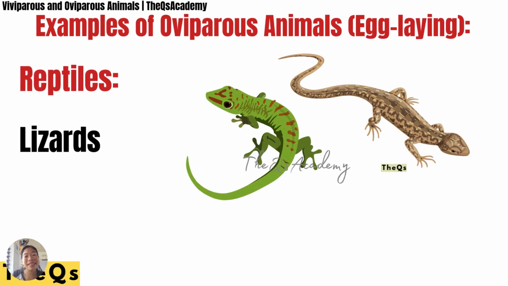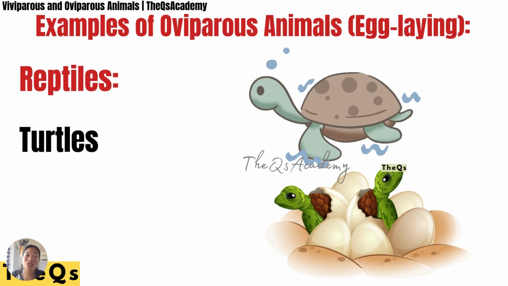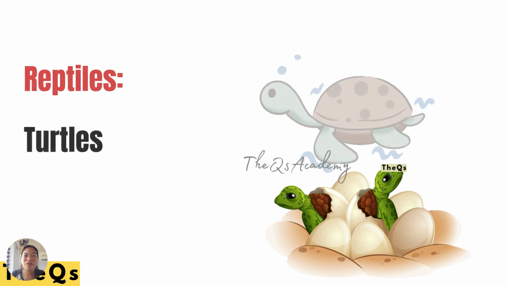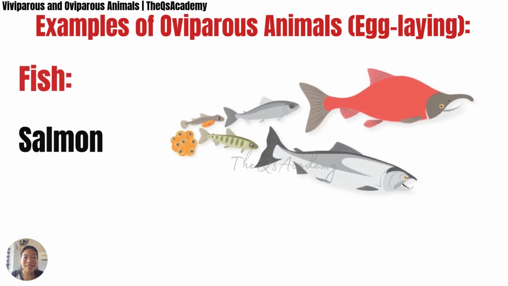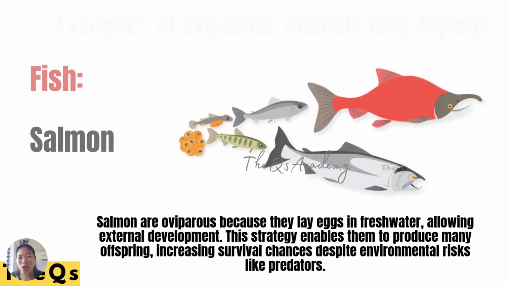So we have also lizards. Common lizards lay eggs, except for the one that we mentioned a while ago. We have also turtles. Turtles lay eggs, so they are oviparous. And crocodiles, that's right. And the salmon fish. Salmon are oviparous because they lay eggs in fresh water, allowing external development. So this is different from the other fish that we mentioned already.